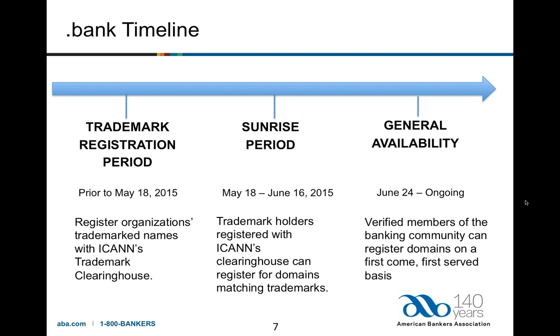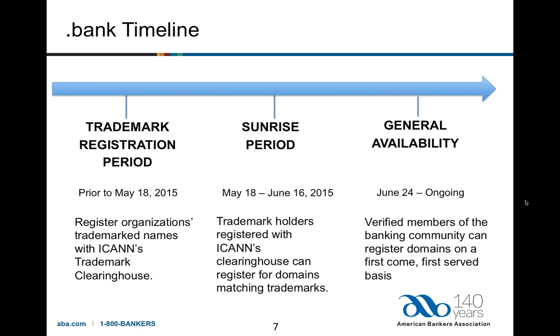So if you have those trademark protections, and if you have your trademarks registered within the ICANN Trademark Clearinghouse, on May 18th, that's when, on a first-come, first-served basis, you can register the domains that you have those rights toward. But for the vast, vast, vast majority of the industry, June 24th is game day. That's when, as it indicates on the slide, verified members of the banking community can register. And it's 8 p.m. Eastern.